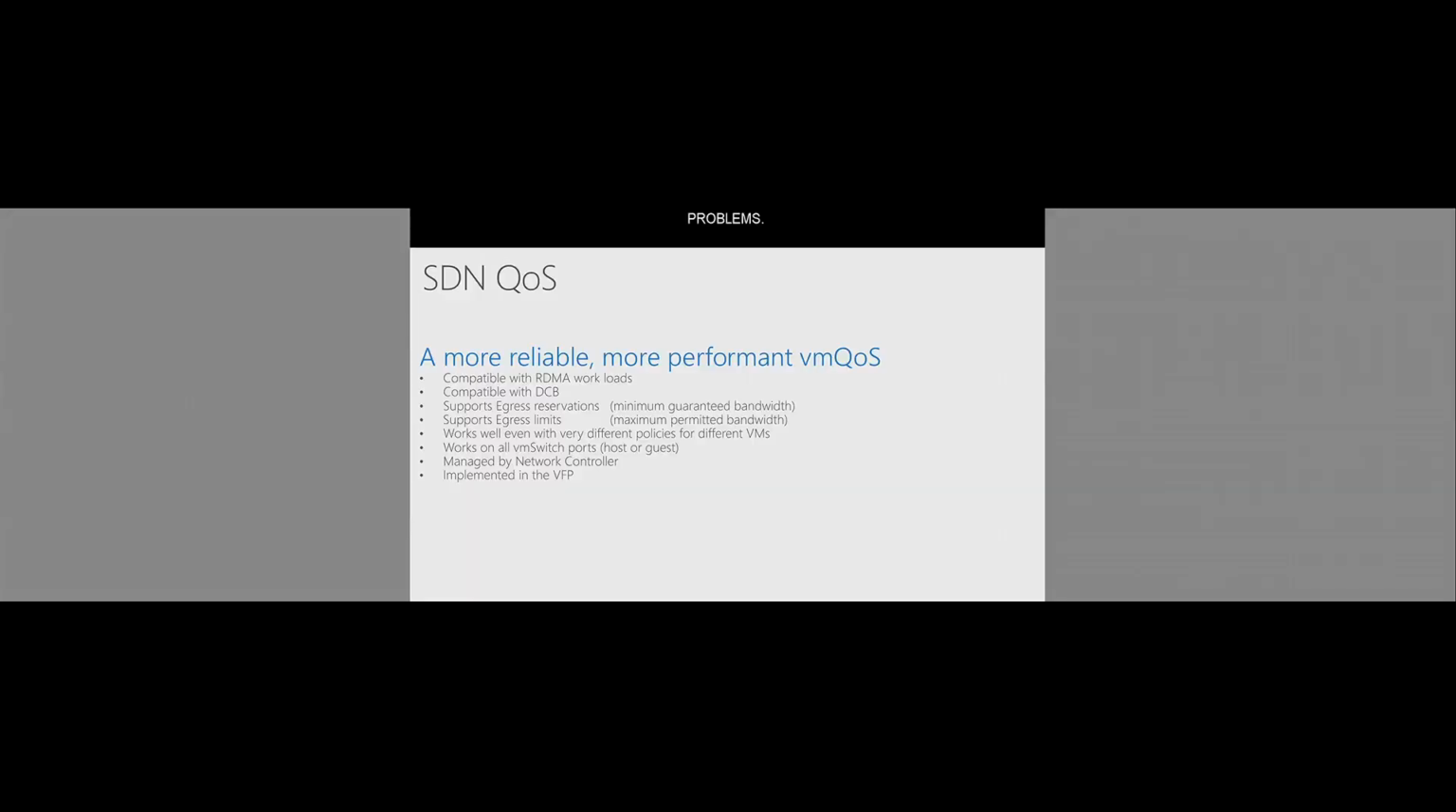So we came up with a new algorithm working with Microsoft Research that doesn't have these problems. And that's what's been implemented in SDN QoS. We can set the policies for whatever different bandwidth you want for reservations or for caps, and we can balance the reservations by weight or by absolute numbers.